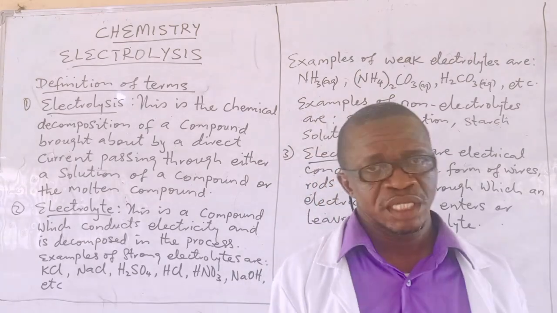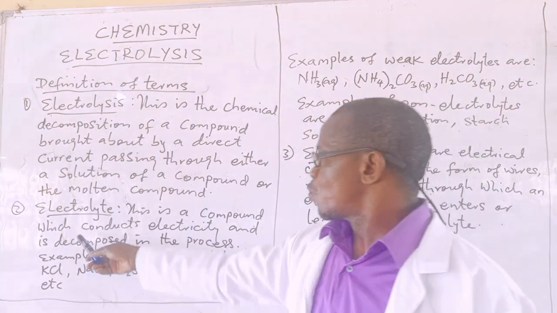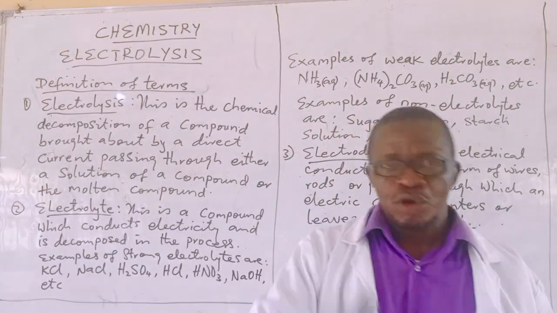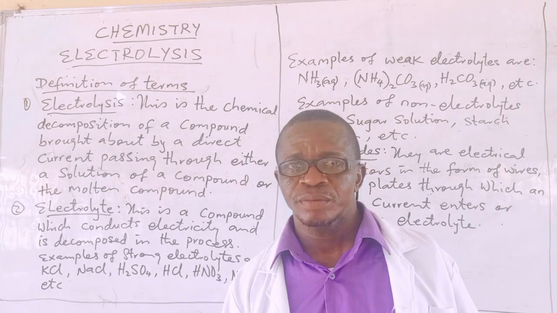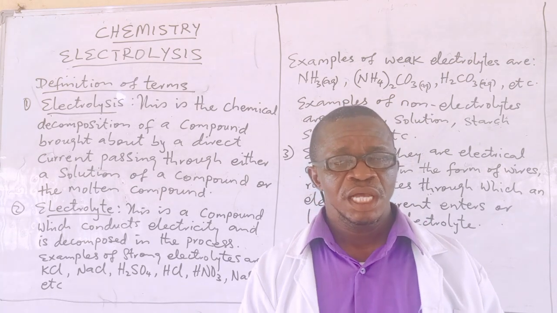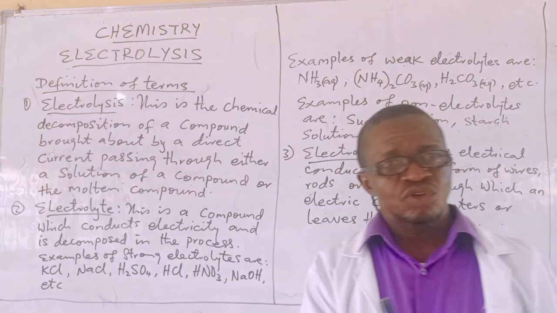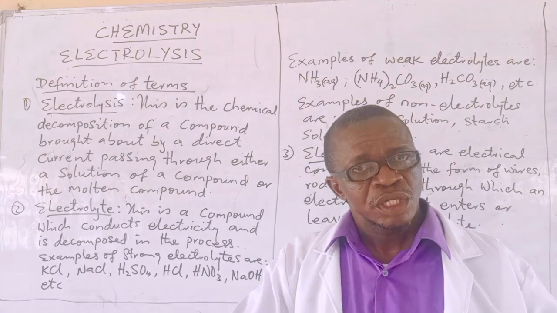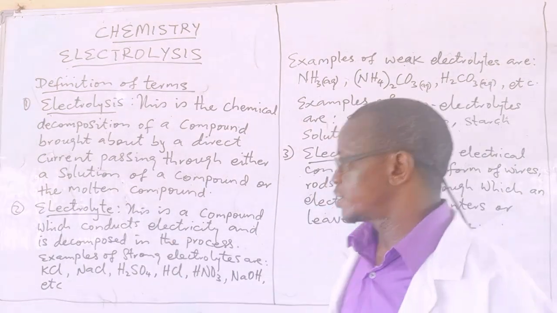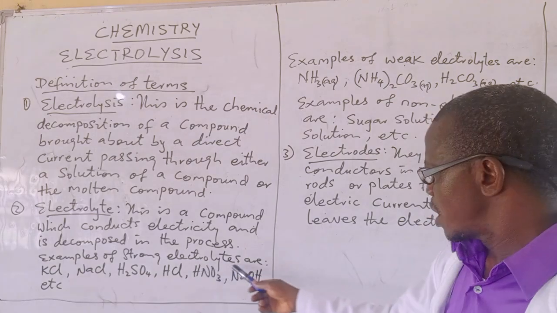Now, let's talk about the electrolyte, because I will be mentioning it. What is an electrolyte? An electrolyte is a compound which conducts electricity and is decomposed in the process, like sodium chloride. You pass electric current into its solution, and as it is conducting electric current, some other substances, like chlorine, are produced in the process. That sodium chloride is the electrolyte because it's a compound that allows electric current to flow through it. So that's electrolyte.